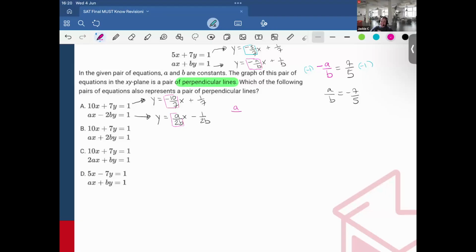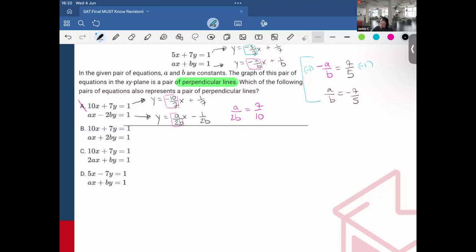My pen died. Okay, so I have a over 2b would be equal to the slope's negative reciprocal, so that would be positive 7 over 10. And we can see that in our relationship up here, I had negative a over b was equal to a positive output. So this is not really what we're looking for. It wouldn't represent the pair that we have above. So I'm going to discard A and move on to option B.